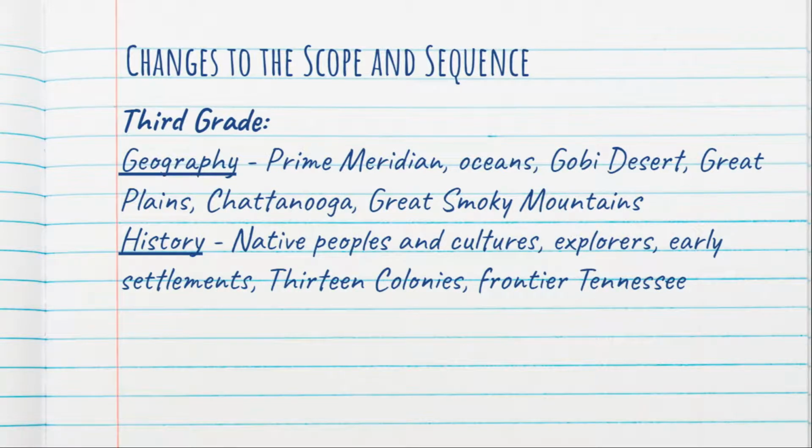So the changes to the scope and sequence in 3rd grade, Karen already alluded to some of these. For geography, Prime Meridian, the oceans, the Gobi Desert, the Great Plains, they've added Chattanooga and the Great Smoky Mountains. History, which you're taking on for the first time, will be the native peoples and cultures, explorers, early settlements, 13 colonies, and frontier Tennessee.